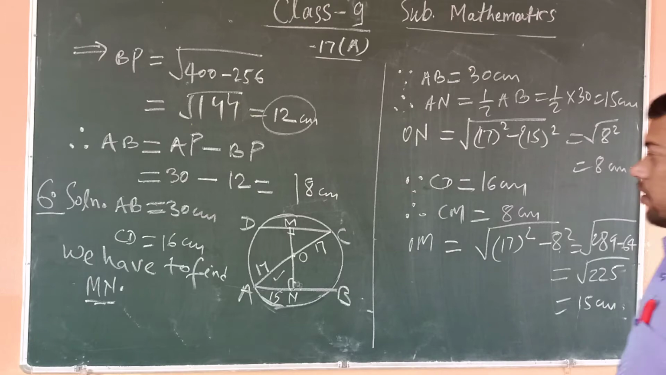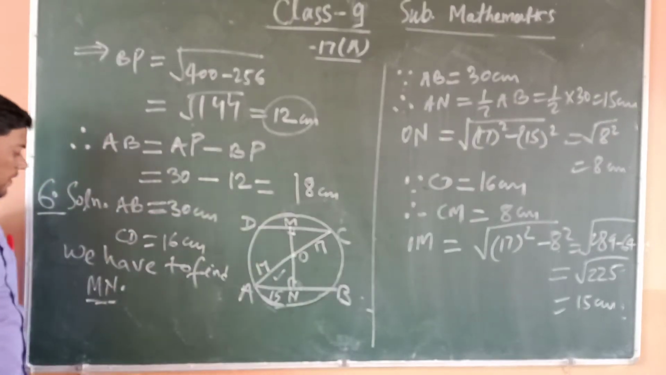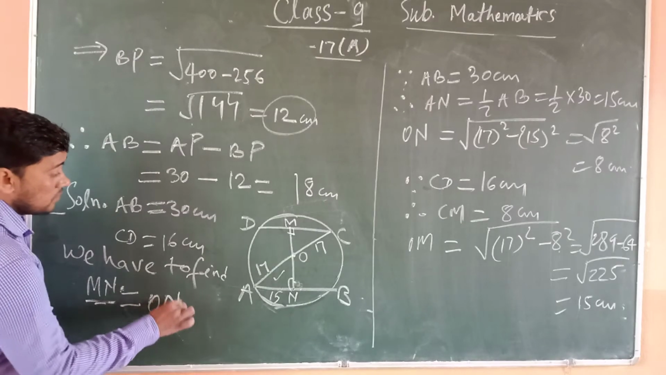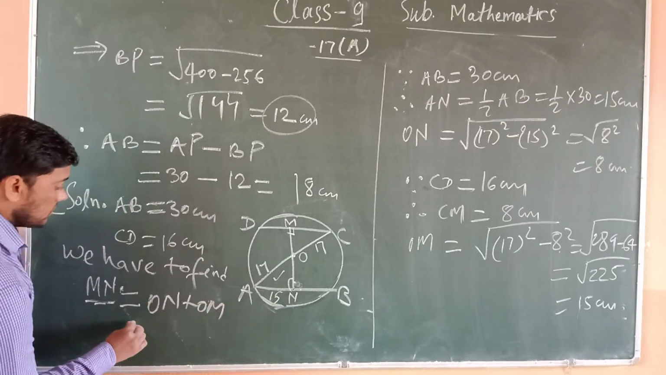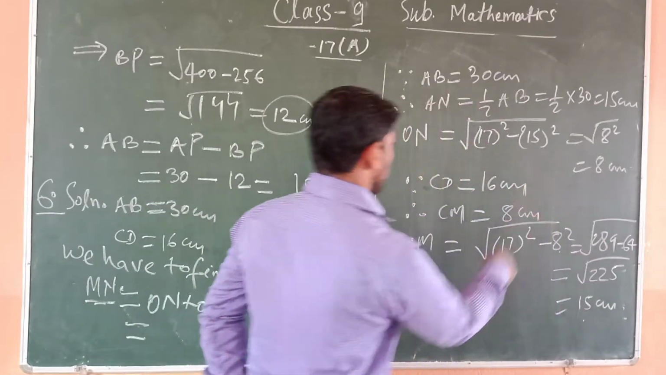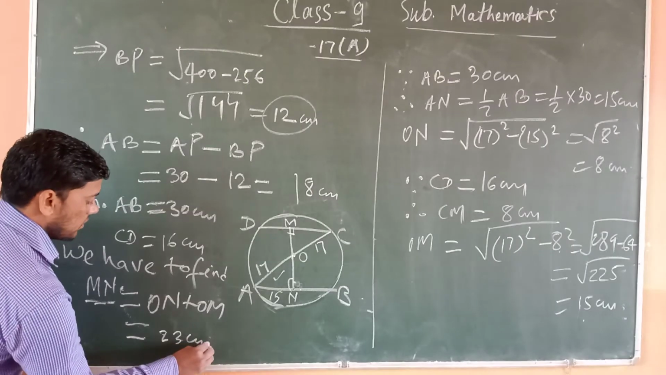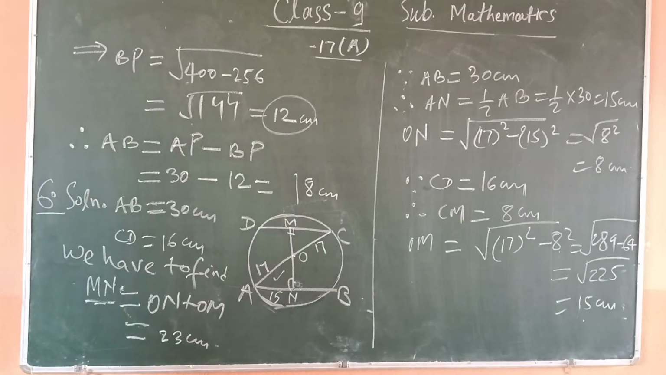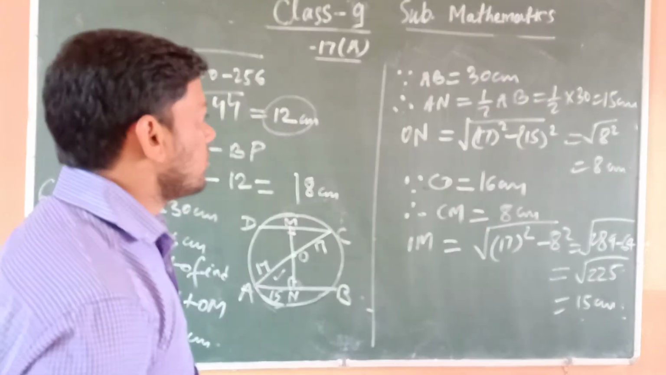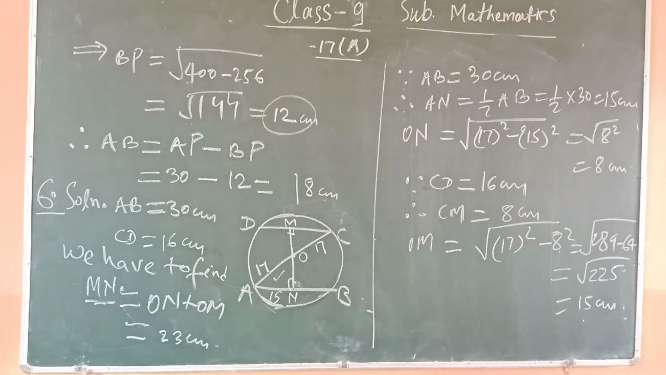So distance between chords MN is equal to ON plus OM. See, OM and ON, 15 plus 8, 23 centimeter. So distance between chords is 23 centimeter.